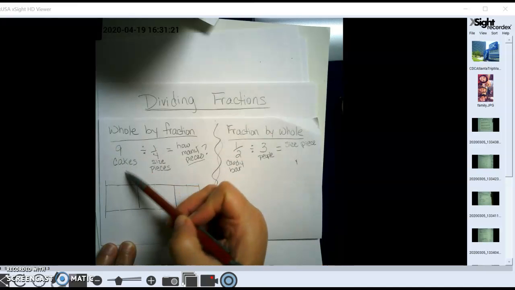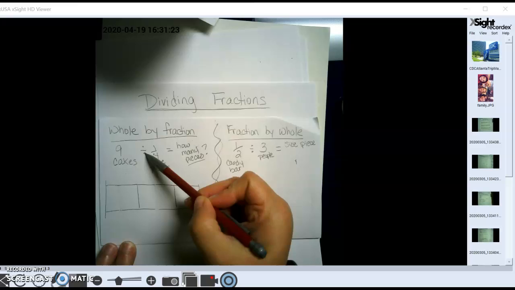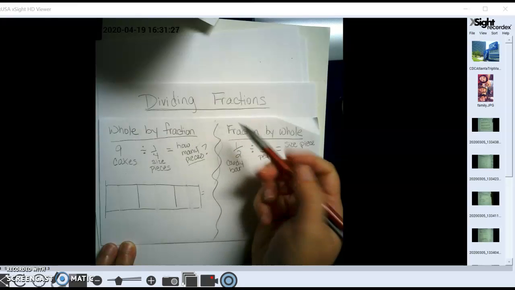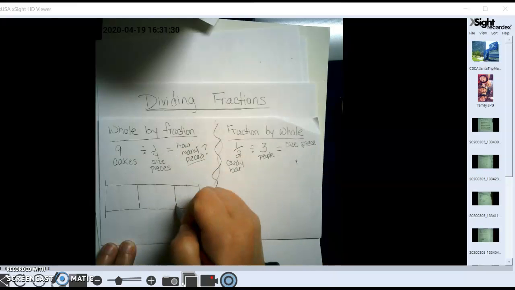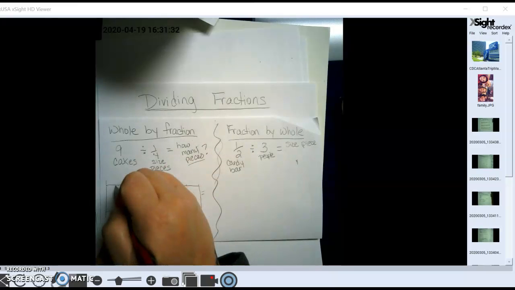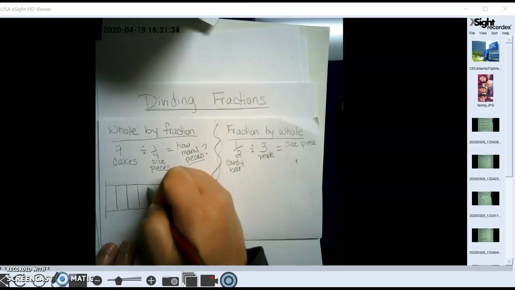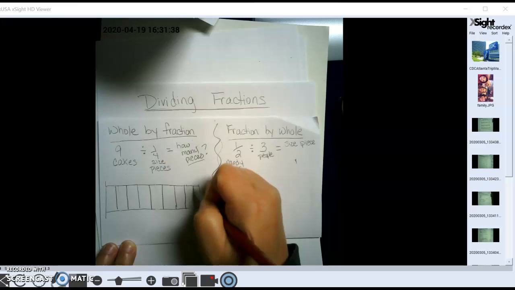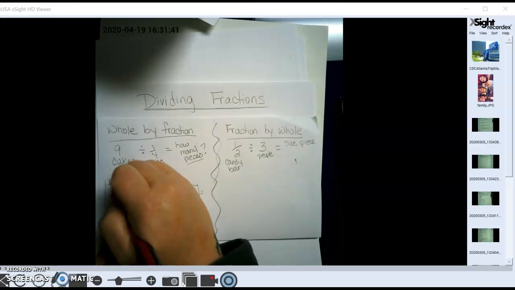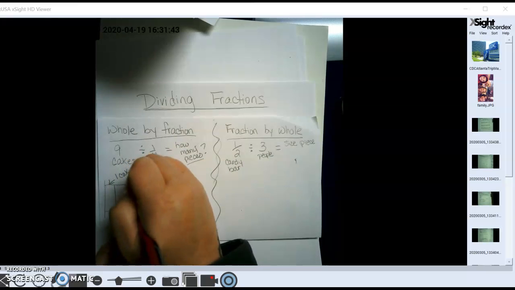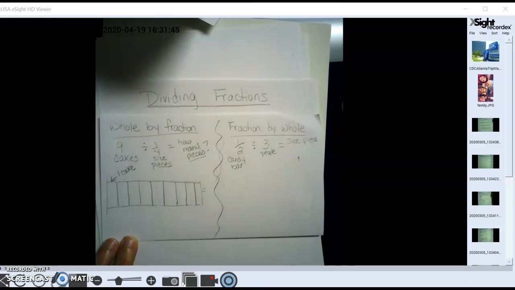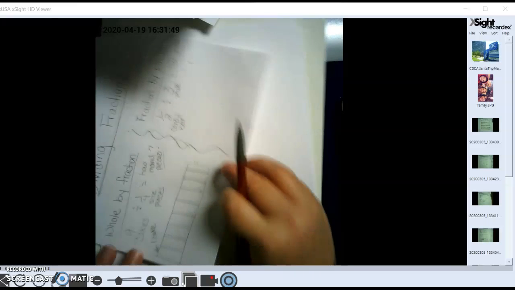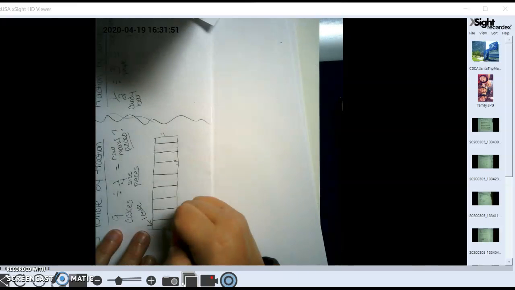Okay, let's say I have 9 cakes, and I'm going to divide them into quarter-sized pieces. The question would be, how many pieces will I get? So in this box down here, I'm going to split it into 9 pieces, or 9 wholes, to represent the 9 cakes. So each one of these is 1 cake. All right, so I'm going to take each of those 9 pieces and I'm going to split them into fourths. So I'm going to turn it like this.